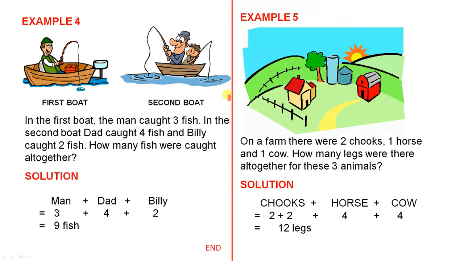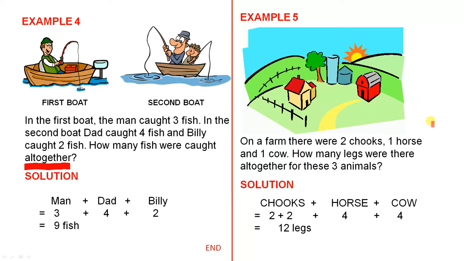Example 4. Here we have the first boat with 1 fisherman, and here we have the second boat with 2 people fishing. In the first boat, the man caught 3 fish. In the second boat, Dad caught 4 fish, and Billy caught 2 fish. How many fish were caught altogether? So remember, altogether has to do with addition. We're adding up. So we have the man, Dad and Billy, 3 plus 4 plus 2. We add those together and we get 9 fish.